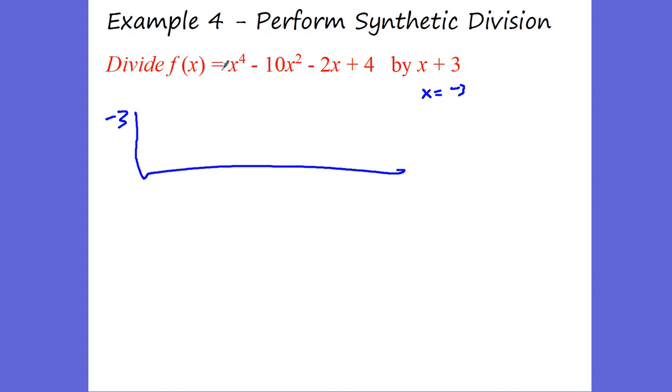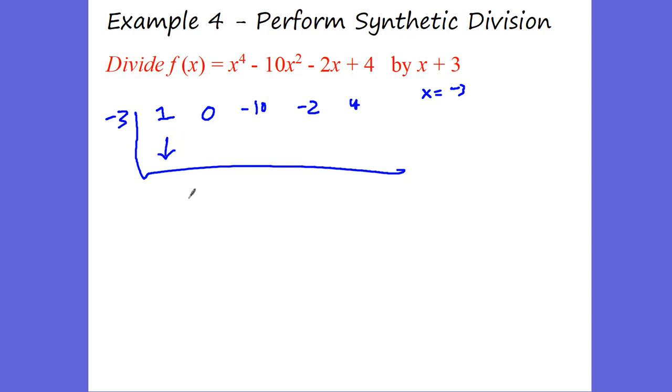So what's my coefficient on x to the 4th? It is 1. What's my coefficient on x to the 3rd? There's nothing on x to the 3rd. Do you guys see that? There was 1 on x to the 4th. There was 0 on x to the 3rd. There's negative 10 on x squared. There's negative 2 on x to the first power. There's 4 on x to the 0 power.